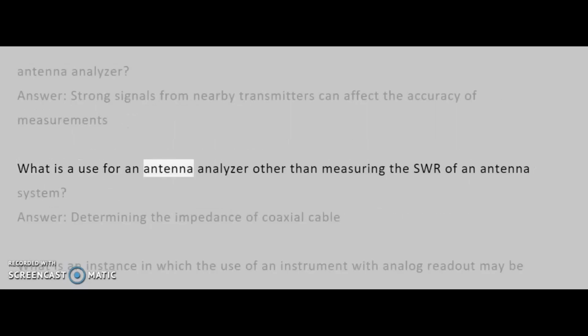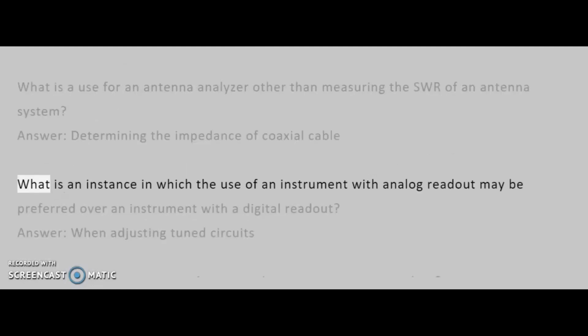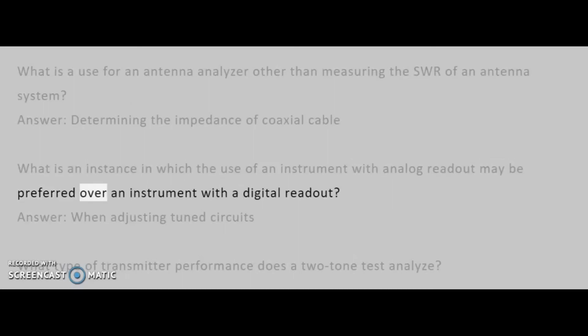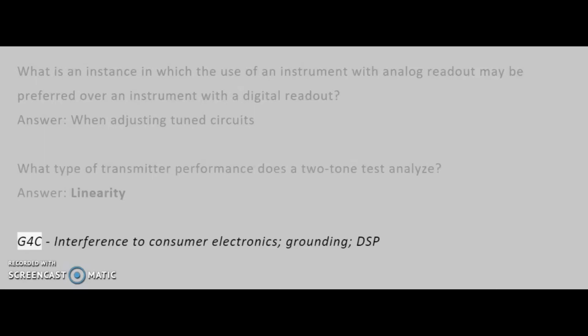What is a use for an antenna analyzer other than measuring the SWR of an antenna system? Answer: Determining the impedance of coaxial cable. What is an instance in which the use of an instrument with analog readout may be preferred over an instrument with a digital readout? Answer: When adjusting tuned circuits. What type of transmitter performance does a two-tone test analyze? Answer: Linearity.